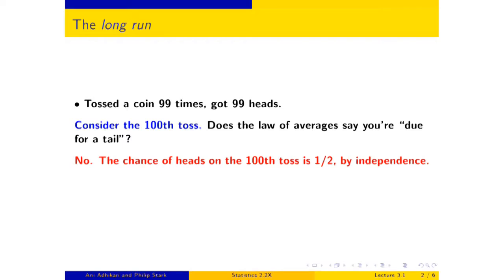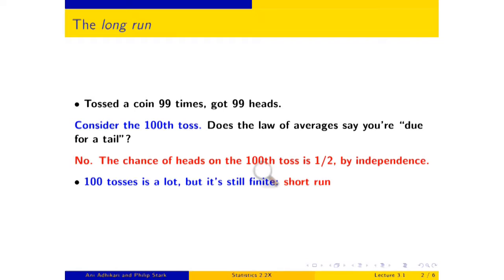And why does that not contradict the law of averages, which is saying that in the long run you should get about half and half, and here I'm getting about 100%? It's because 100 tosses is a lot of tosses, but it's finite. Any finite number of tosses, no matter how large, is still the short run.